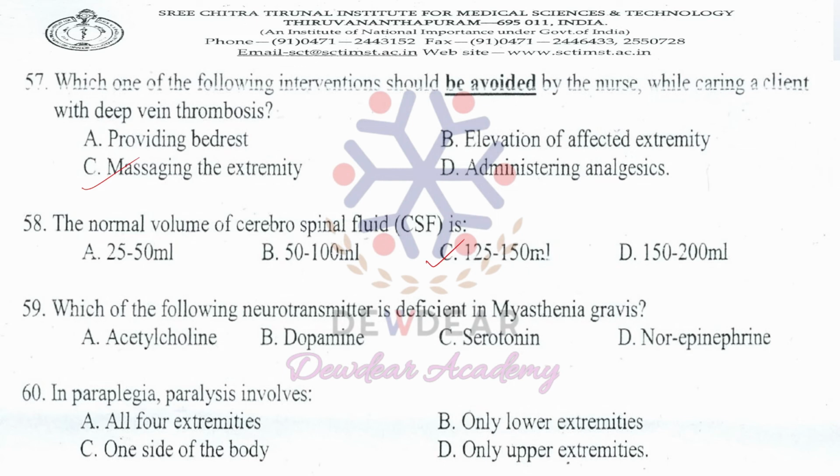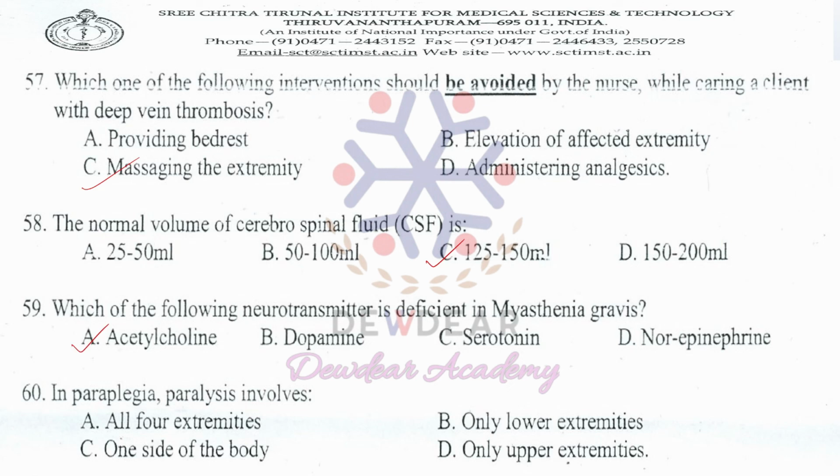Then question number 59. Which of the following neurotransmitters is deficient in myasthenia gravis? Options are acetylcholine, dopamine, serotonin, norepinephrine. So the correct answer is option A, acetylcholine. Acetylcholine is deficient in myasthenia gravis.